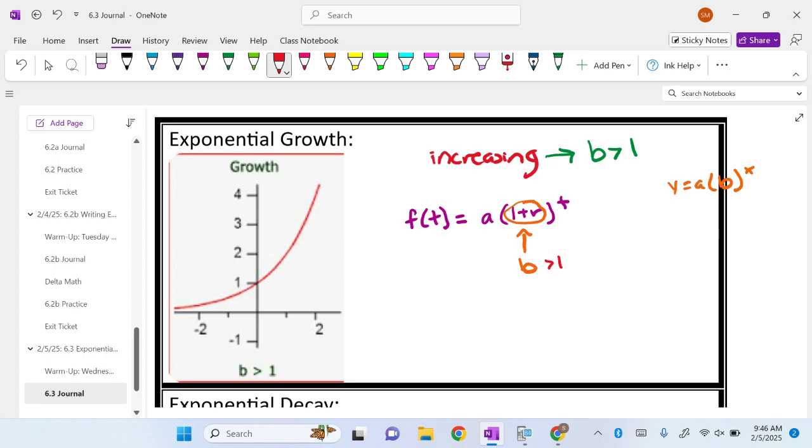So your b value in this case, you'll see it called your growth or decay factor. And if you get asked that, all you have to do is 1 plus r. So whatever the rate is plus 1, and that would be your b value.